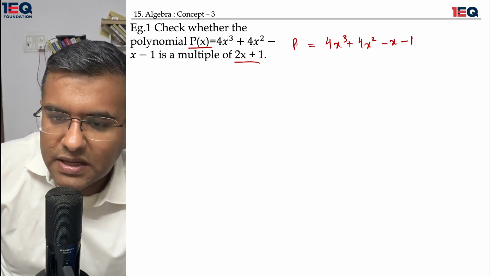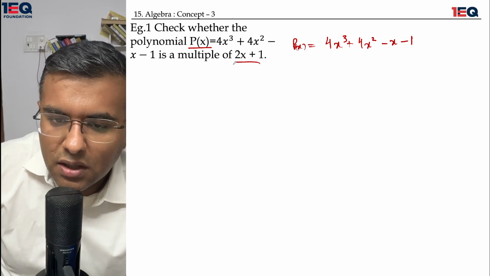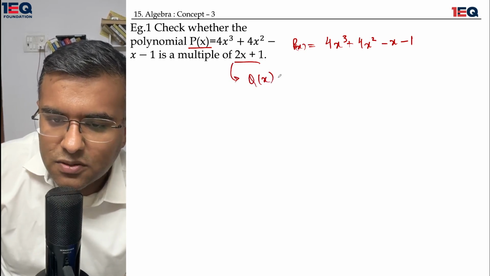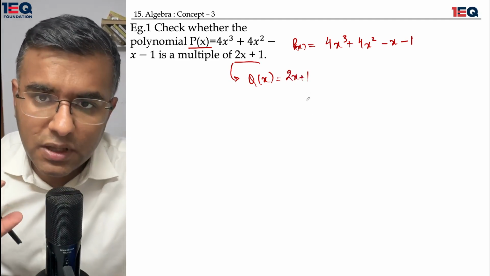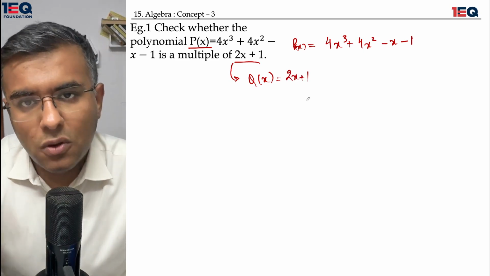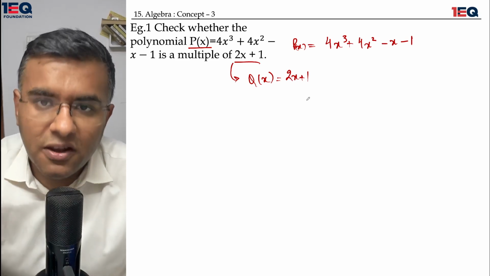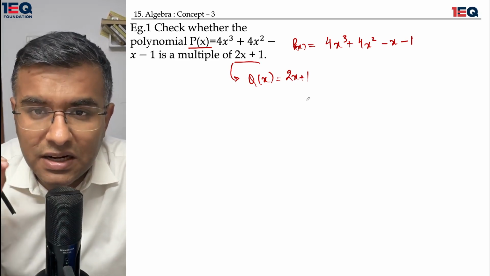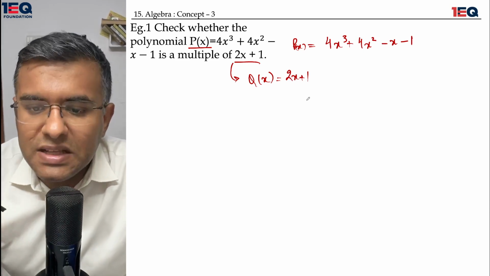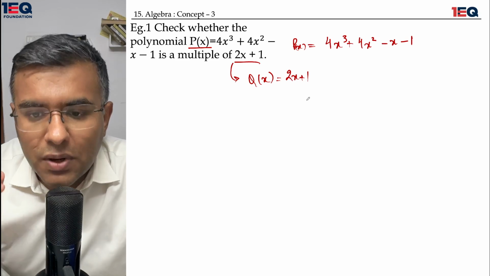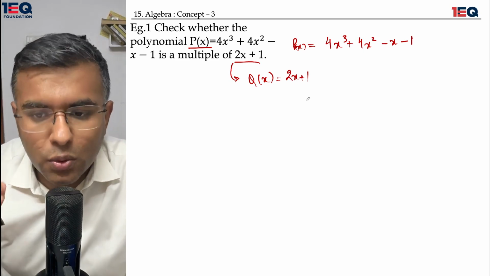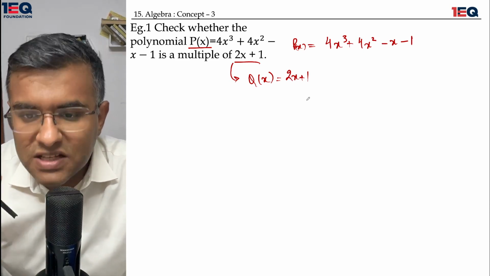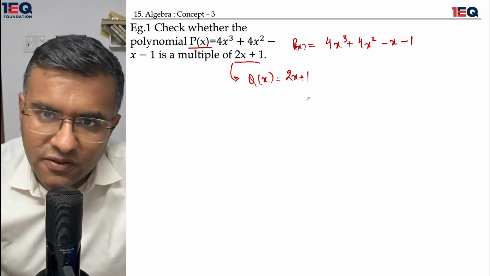This is the polynomial p(x) that we're talking about. Let's assume this is q(x), where q(x) is equal to 2x plus 1. Whatever would be the roots of q(x) would also automatically become the roots of p(x). If that becomes the roots of p(x) and it solves down to 0, that means q(x) is a factor, or divides p(x), when the roots or the zeros of q(x) match with that of p(x).